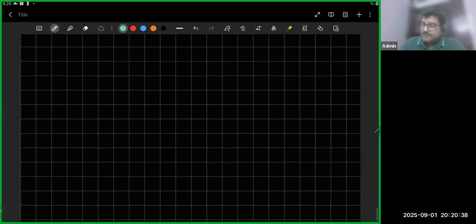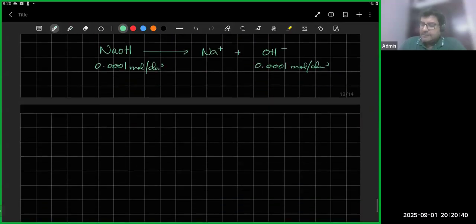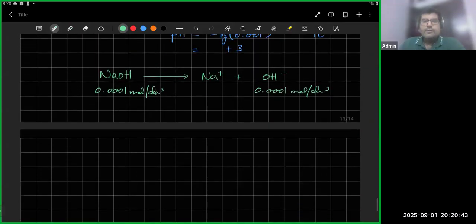Now, the trouble over here is, in the case of a base, I don't know what the pH is because I don't know what the H plus 1 concentration is. I don't know that. But in the case of a base, I do know the OH ion concentration, which is, in our case, 0.001 mole per dm cube.